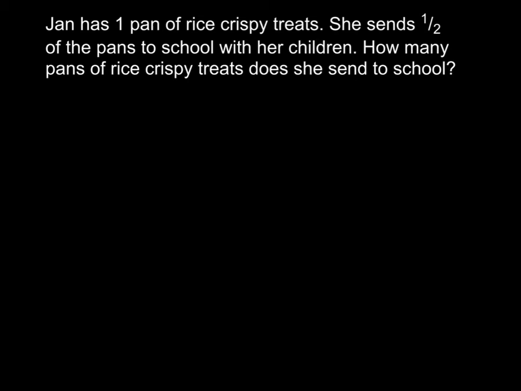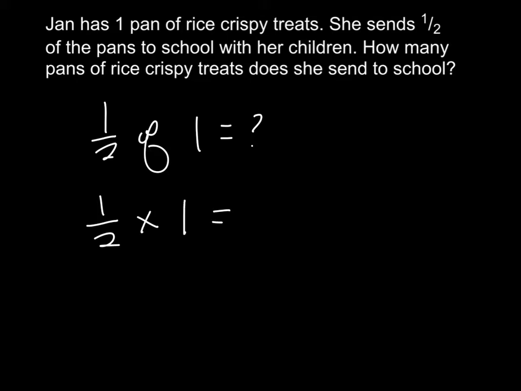Now we've changed the problem again. Jan has 1 pan of Rice Krispie treats. She sends 1/2 of the pans to school with her children. How many pans of Rice Krispie treats does she send to school? So this time it is 1/2 of 1. And of course that is 1/2 times 1. And any number times 1 is itself. So she sends 1/2 pan to school with her children.